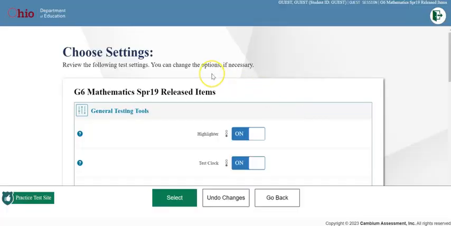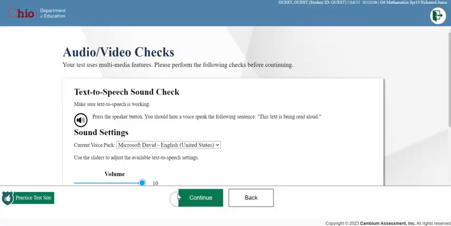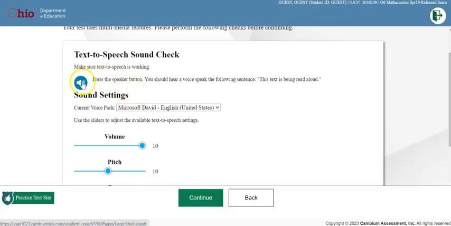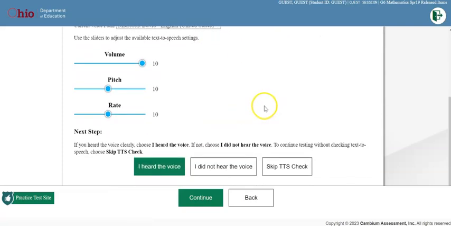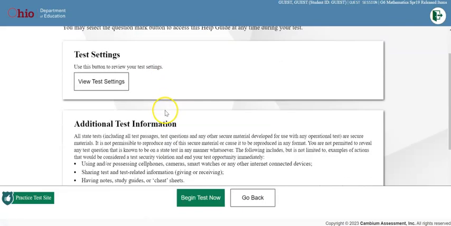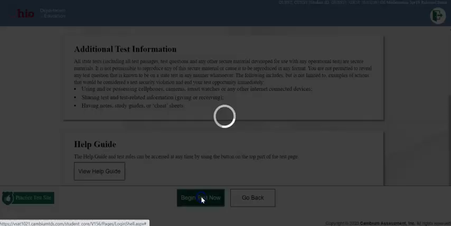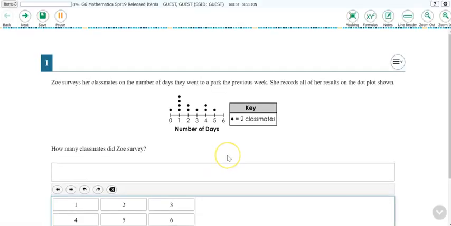All right. So these are all going to look the same. Doesn't really matter what year you choose, except it's going to have a different title saying what it is. So spring 19 released items. At this point, don't change anything else. Just click on select. At this point, you have to click on that little button there, because if you don't, then this won't light up as green and it won't let you go. So click on that and then click on the little green button and then click on begin test now. At that point, it will take you to the test.